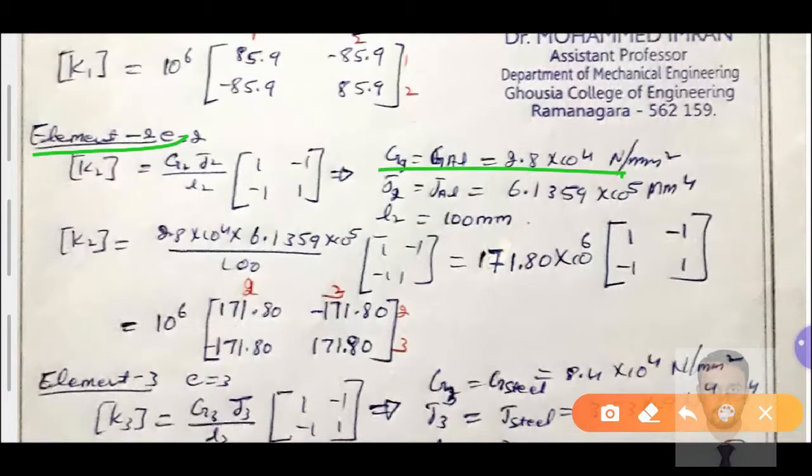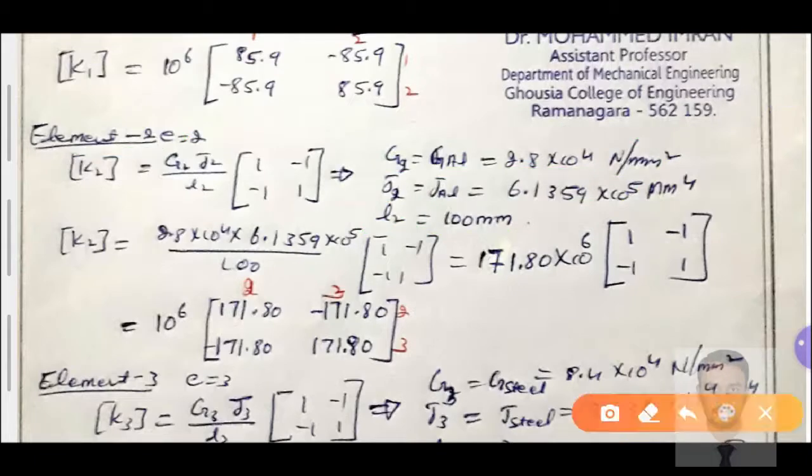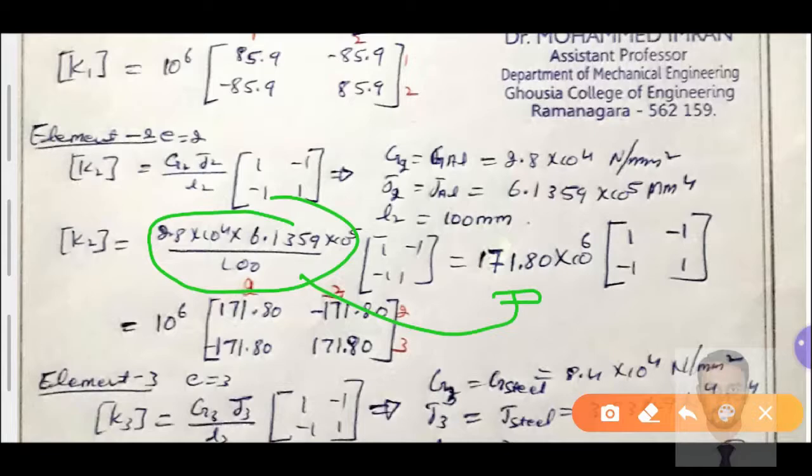The modulus of rigidity remains the same, and the polar moment of inertia remains the same. Only the length gets changed, so the complete stiffness matrix will change. So the stiffness matrix for element number 2, K2, is equal to G2 J2 divided by L2 times 1 minus 1, minus 1 1. Substitute all these values in this equation. We have the substituted values here. Calculating this value, it is equal to 171.80 into 10 to the power of 6 times 1 minus 1, minus 1 1.